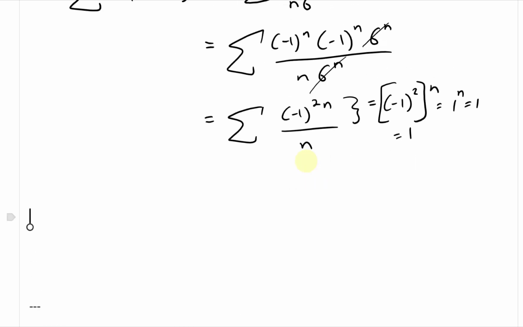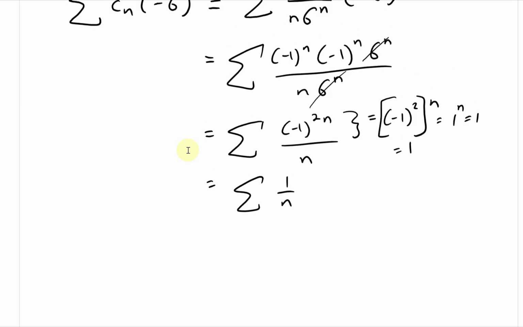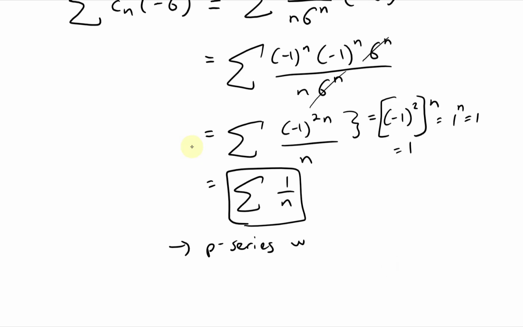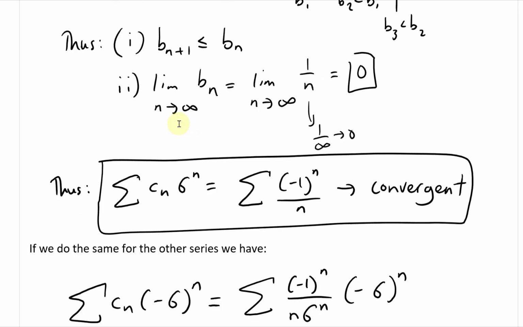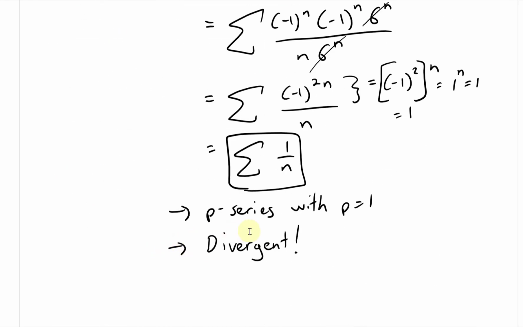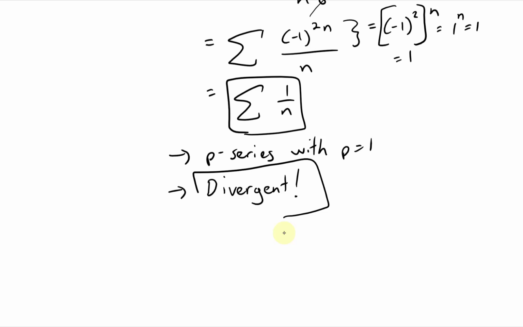This means we're just going to get the harmonic series, 1 over n. The harmonic or p-series is a divergent series. Let's put this in a square: this is a p-series with p equals 1, which is divergent. And this is divergent. So hence we found an example where it is not the case. If this one is convergent and this one is divergent, hence the claim is false.